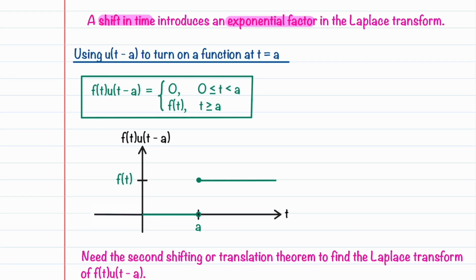We can also use the unit step function to turn on any function f of t at t equals a. The graph of f of t times u of t minus a is 0 before t equals a, and then f of t switches on at that point. To find the Laplace transform of this function, we'll need what's called the second shifting or translation theorem. We'll talk about that after we work through a couple of examples.